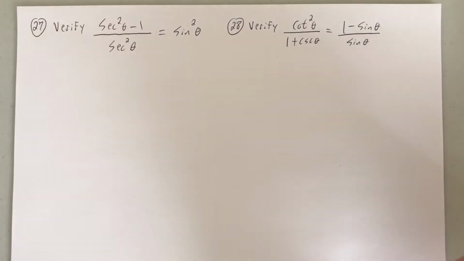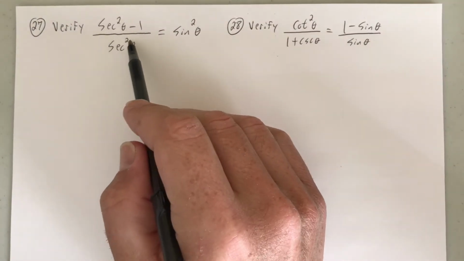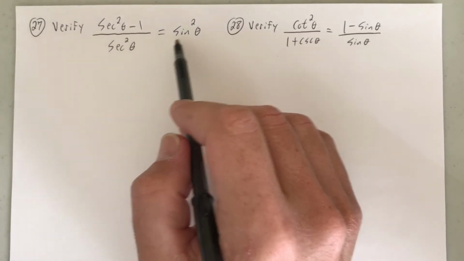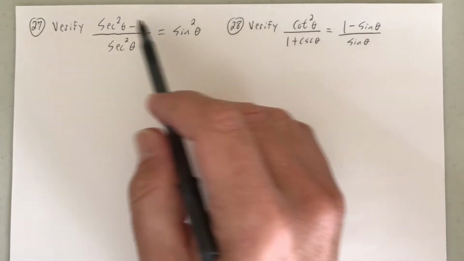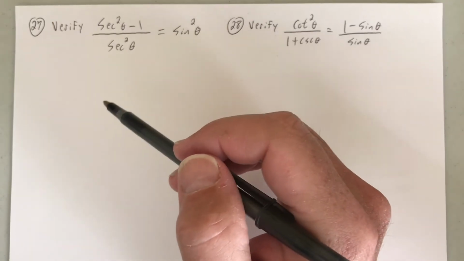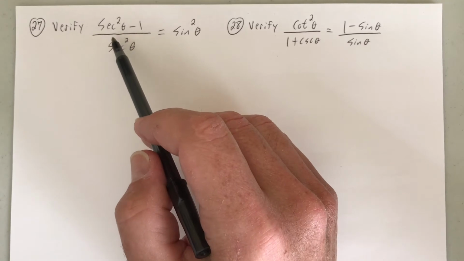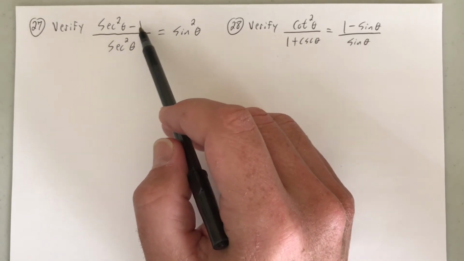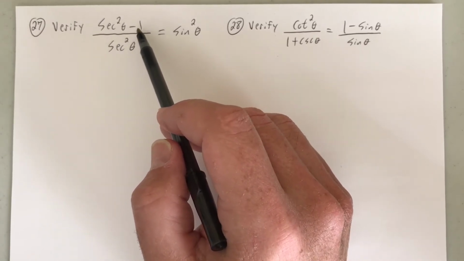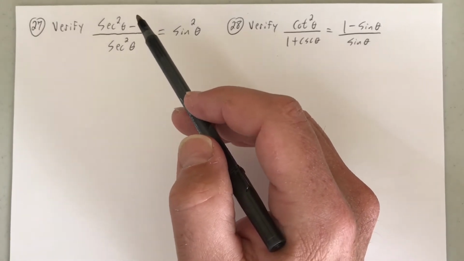All right, so let's take a look at number 27. All right, so you can see I put up 27 and then 28. So looking here, I got secant squared theta minus 1 over secant squared theta is equal to sine squared theta. Of course, we're going to work on this side and get it to equal sine squared theta. There's a couple of things that you could do. Some students would see this right here, and they would say, all right, well, secant squared theta minus 1 is equal to tan squared theta, and replace that and work it from there. And that's perfectly fine.